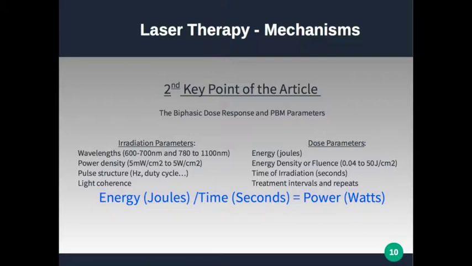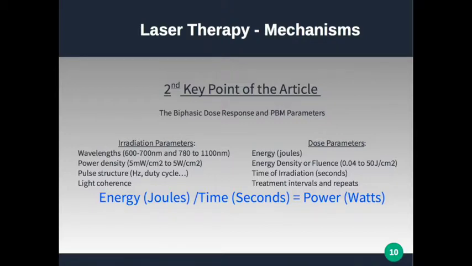Irradiance or power density. Watts per square centimeter, so power per area or surface. The pulse structure. The laser can be used in the continuous wave mode, or on and off pulsing, the pulsing mode. The speed of the pulsing mode is measured with pulse frequency in Hertz. Coherent light versus non-coherent light.